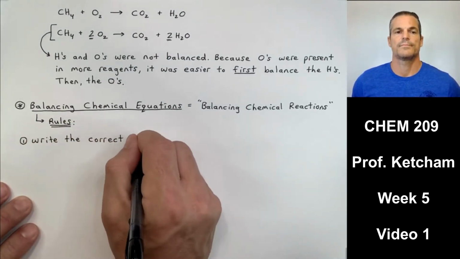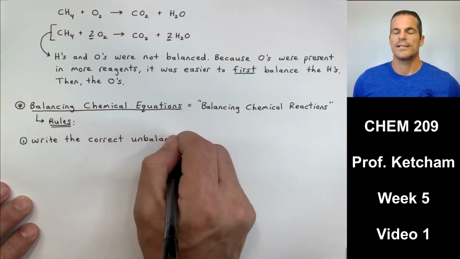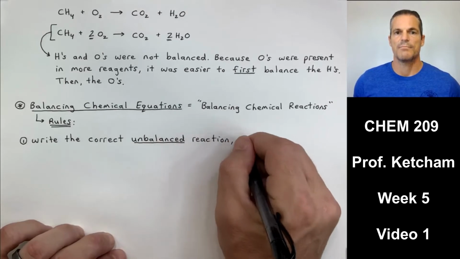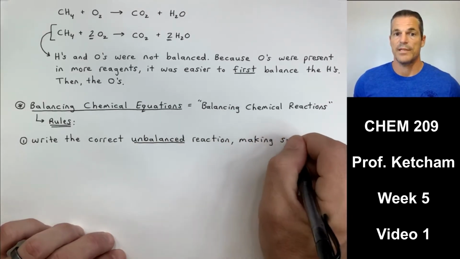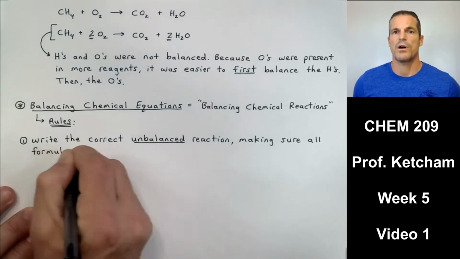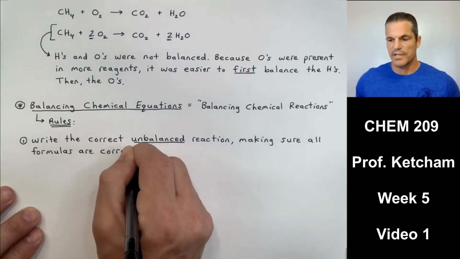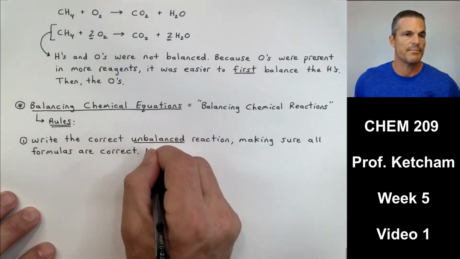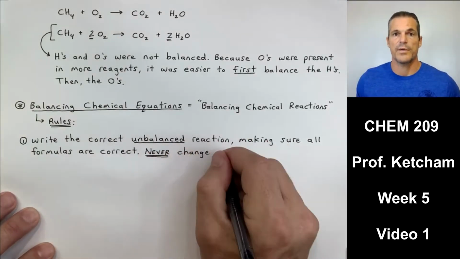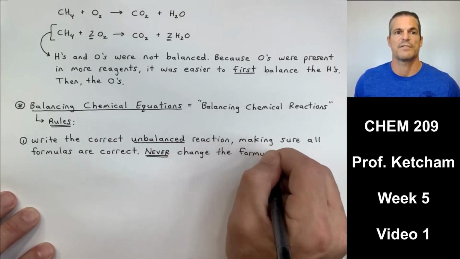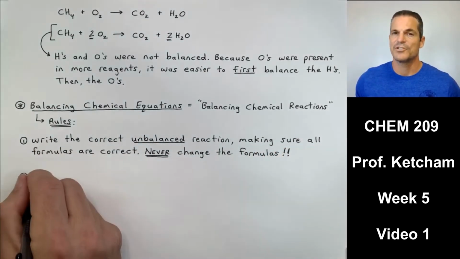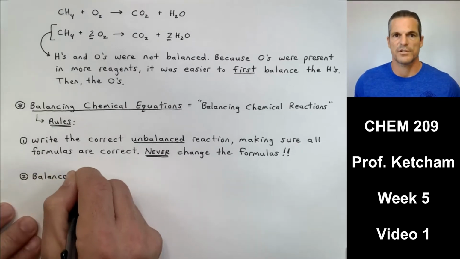The rules. First rule is an absolute must. You have to write the correct unbalanced reaction. That means you have to know all the formulas. Okay? This is why we work so hard on naming compounds. Given the formula, what's the name of the compound? Given the name of the compound, what's the formula? This is why we spent so much time trying to learn all that stuff. Number 1, write the correct unbalanced reaction, making sure all the formulas are correct.